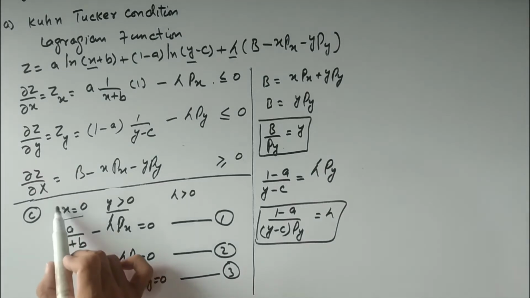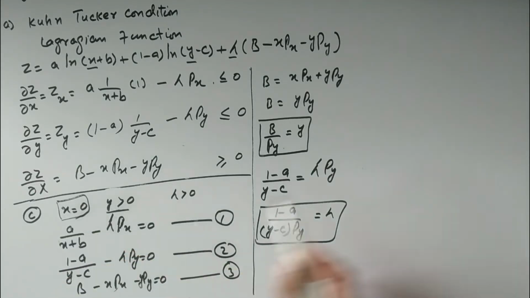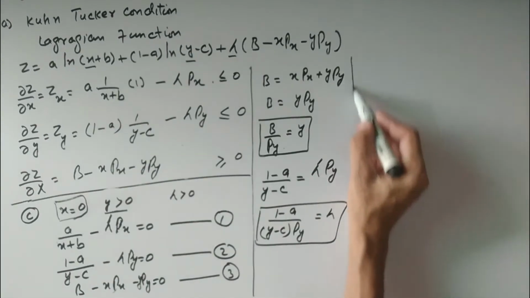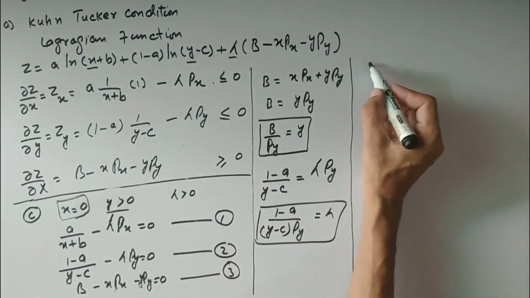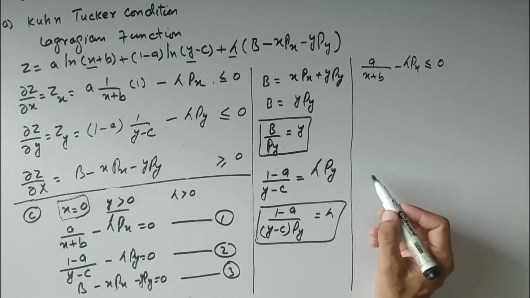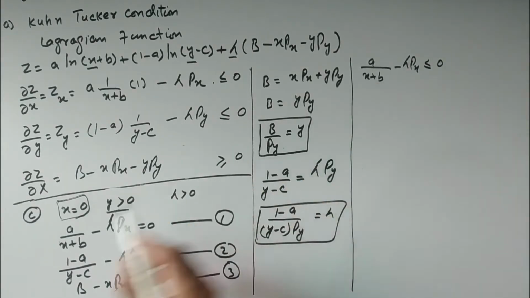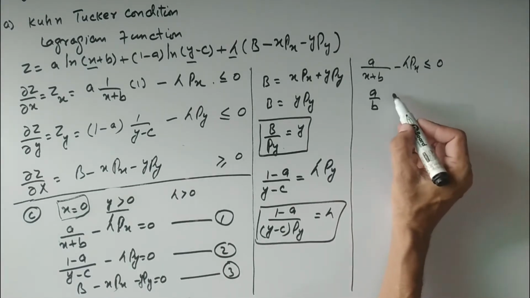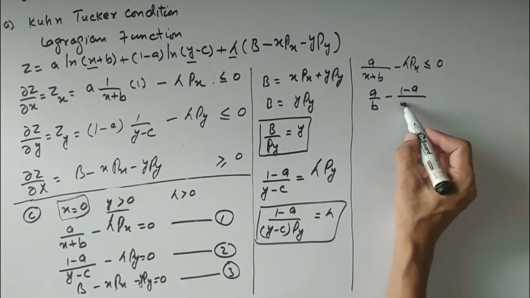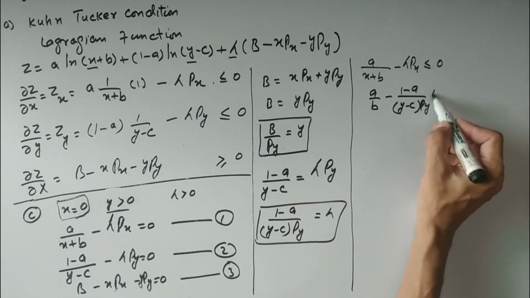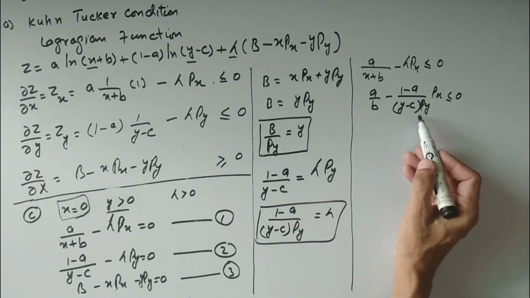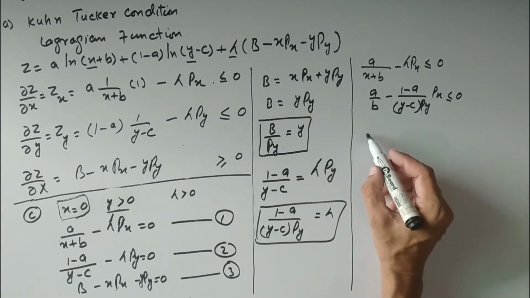Now we have found all the three values, that is x equal to 0, which is given, and we found y and lambda. Now we have to check the conditions of Kuhn-Tucker. So first of all, partial zx, that is a upon x plus b minus lambda p of x less than equal to 0. When we put x is equal to 0, that is a given condition, this will be a upon b, and minus, we have to put the value of lambda, that is this one, 1 minus a upon y minus c into p of y, into p of x, less than equal to 0. So is the condition satisfied? No, the condition is not satisfied.